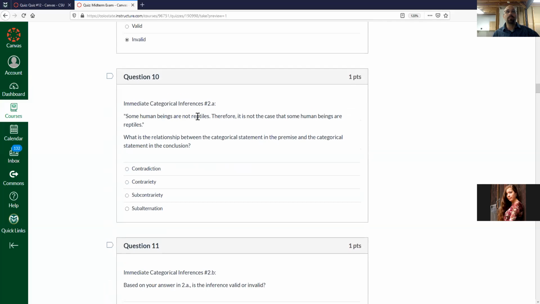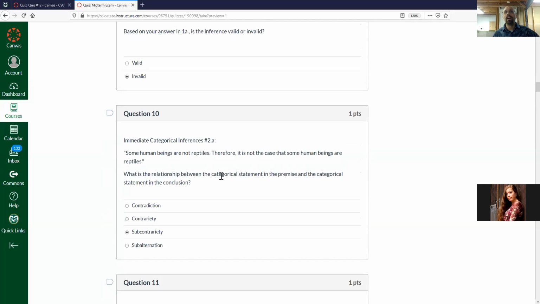Some human beings are not reptiles. Therefore, it is not the case that some human beings are reptiles. We've got the two particulars. The some are not, the some are. Those are subcontraries. Subcontraries can, but don't have to, both be true, but they can't both be false. So the fact that one of them is true doesn't necessitate that the other one is true or false. So again, that's invalid. And note that's true in this case, even though indeed it is true that some human beings are not reptiles, right? The conclusion is true, but the reasoning that gets us to that conclusion isn't reliable reasoning, and we could come up with counterexamples that have the exact same logical form, but where the conclusion is not true.